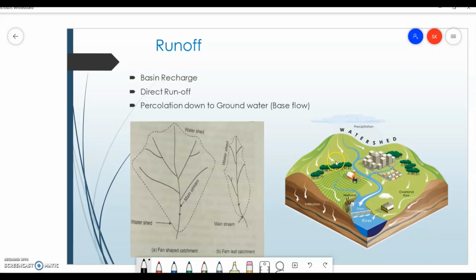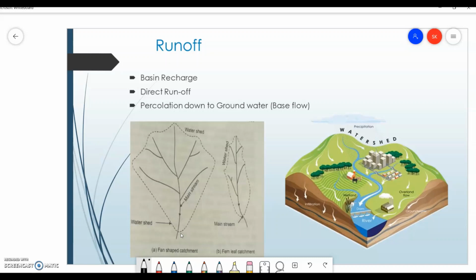Now from this arrow we can understand that this is the boundary of the watershed, and water flows and becomes part of a small stream. The small streams meet together and form a larger stream, or we can say a river. In the same way, suppose this is the watershed. How can we define this watershed? The area having a single discharge point is called a watershed.